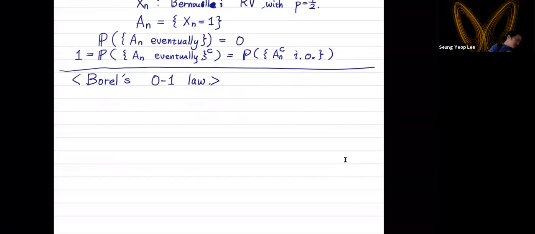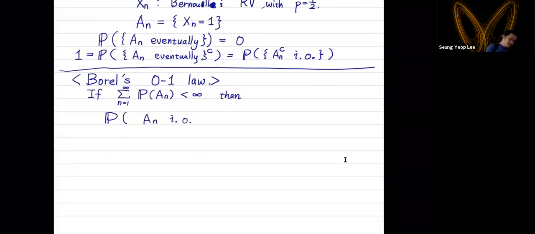And let me state it. The probability of A_n, so A_n is an event. If I sum up these probabilities, and if this sum turns out to be finite, then the probability of A_n infinitely often is equal to 0. This is the Borel-Cantelli lemma.